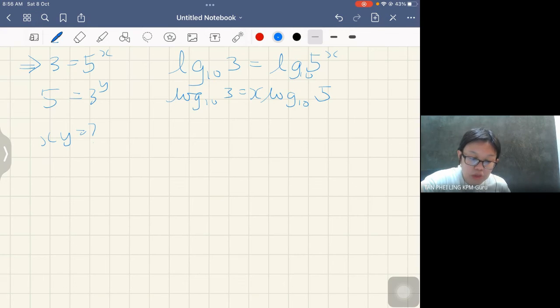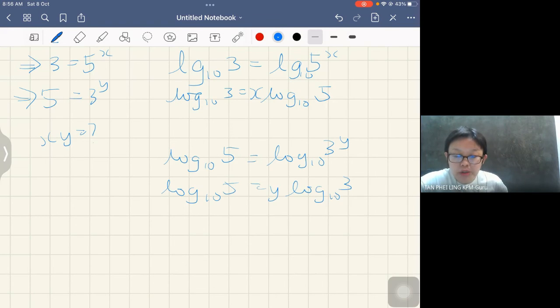Here, this one also, we log both sides. So we will log here, log 5 base 10, log base 10, 3 power y. I'm going to do the same thing. I'm going to put my y in front first. So what should I continue? It seems that I have x, I have y. So what if I try this way?